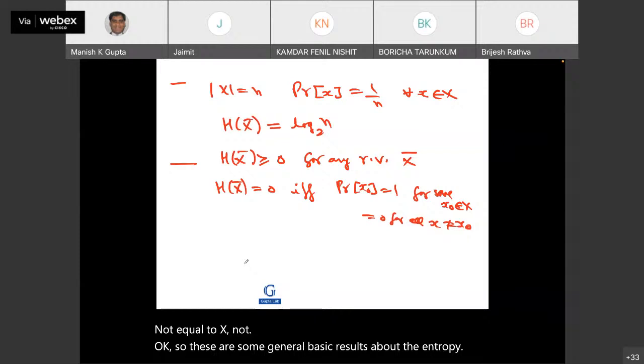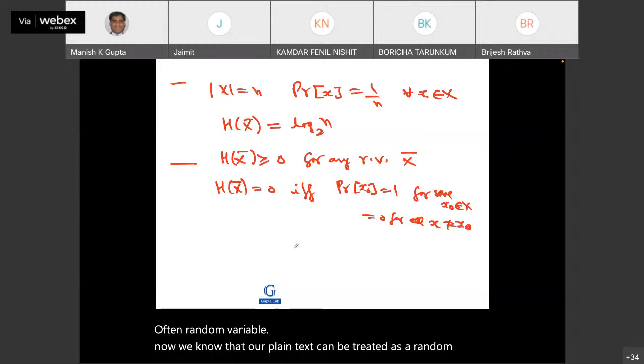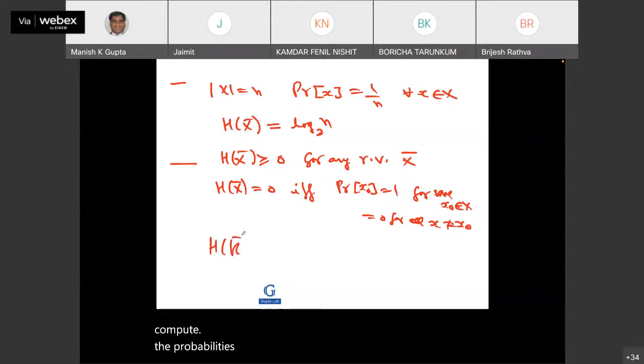So now we have defined the entropy of a random variable. Now we know that our plaintext can be treated as a random variable, our ciphertext can be treated as a random variable, and our key space can be treated as a random variable. So that means we can compute quantities like H(K), H(P), and H(C). So how to compute these things?